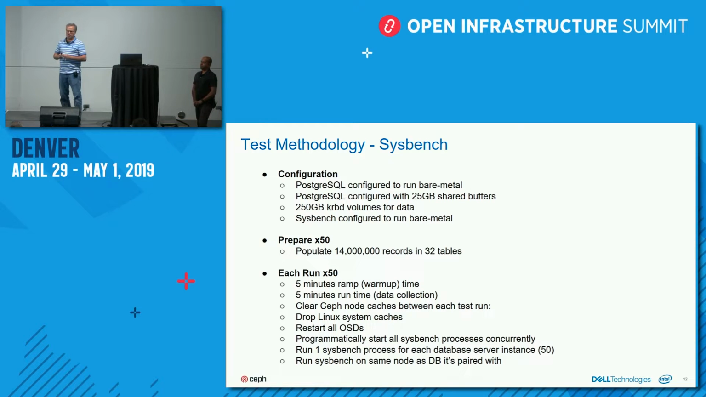We configured Postgres to run bare metal, as Tushar mentioned. We configured it with 25 gigabytes of shared buffers. We gave each instance a 250 gigabyte KRBD volume. And SysBench also was configured to run bare metal. For our prep step, where we populate the data, we set up 32 tables per database server instance, with 14 million records per table.